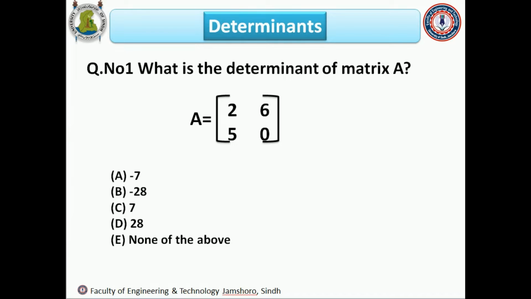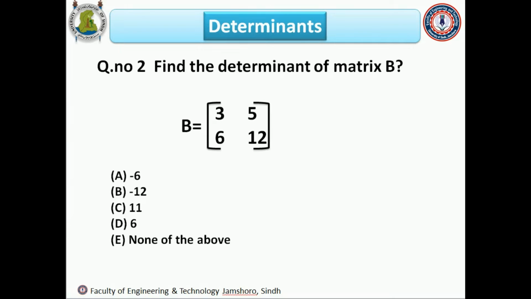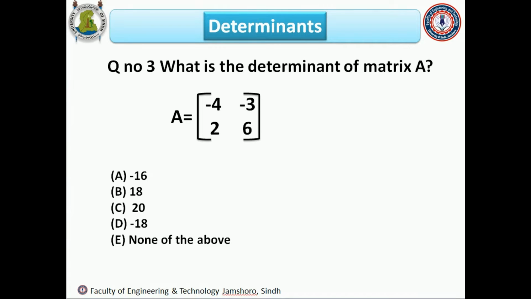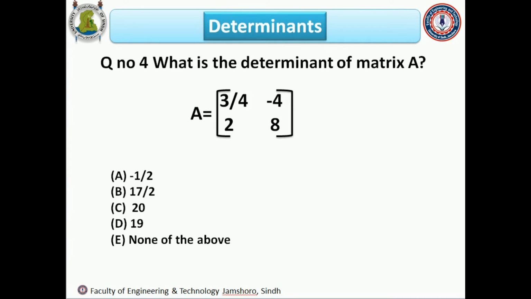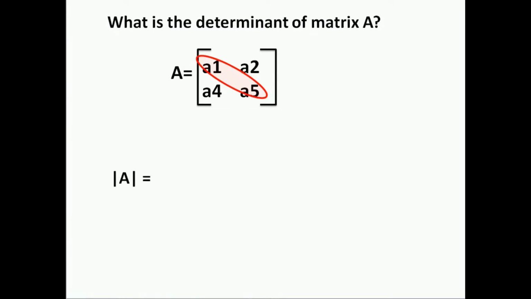Write the answer in the comments. It will be appreciated if you can do it for me. Thank you. This is question 1, and question 2 is similar. Try to give me the answer. I gave you question 3 up to 4, so write it down and try to make it as soon as possible. I will wait for your comments. This is question 4 regarding the 2 by 2 matrix. Try to solve it. So what is the determinant of a 2 by 2 matrix? The left diagonal, this is a diagonal actually, A1 and A5.